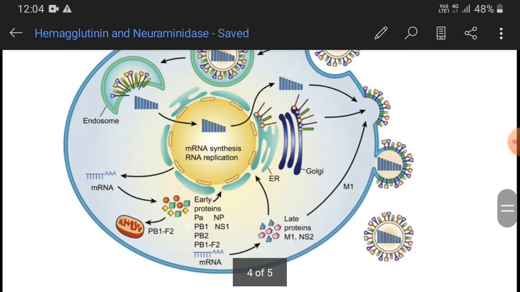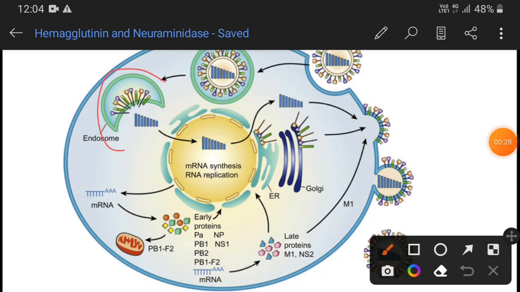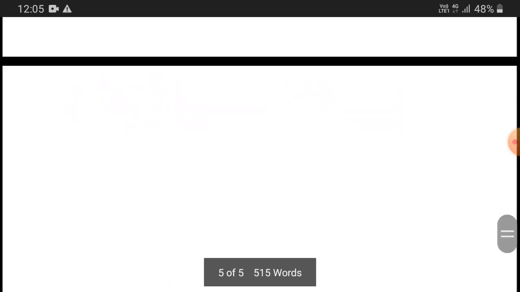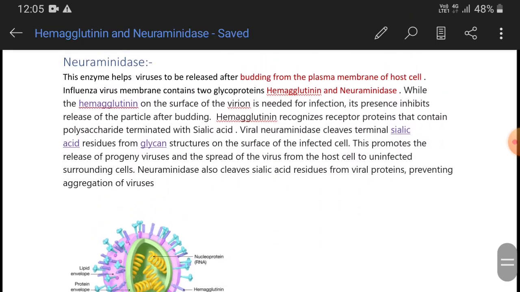That means, we have talked about hemagglutinin, and during that discussion we covered up to that point. Then there will be mRNA synthesis, RNA replication, then the genome is ready, proteins are also ready. Now after the budding there will be release of the virus. During that procedure there is a problem that occurs, and that problem is solved by neuraminidase.